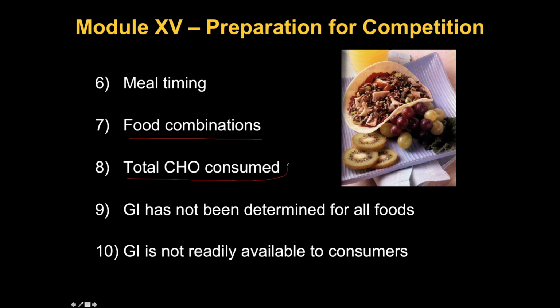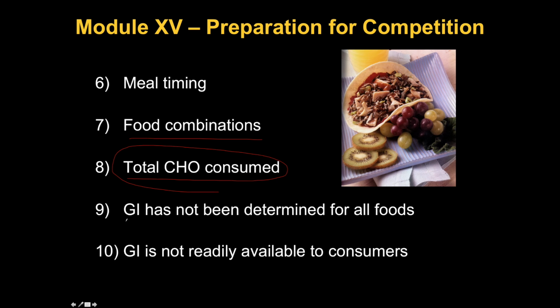The overall total carbohydrate that's consumed is also going to have an effect. Remember, with the test food versus the reference food, we're only looking at 50 grams. So what if somebody has less? What if somebody has more? That's going to affect the way that you're going to get a GI response.